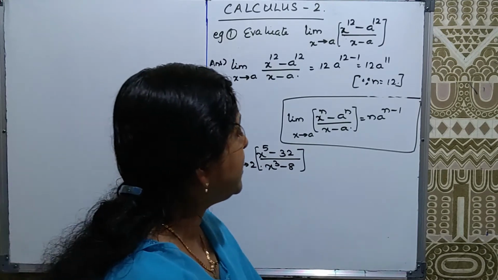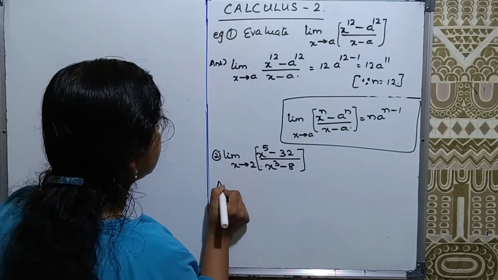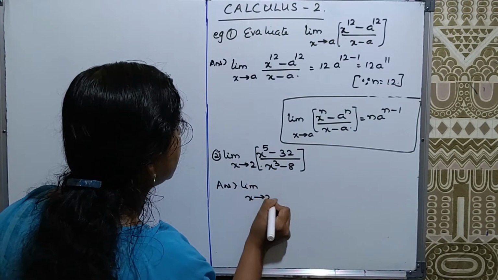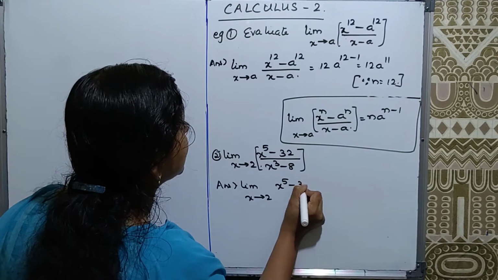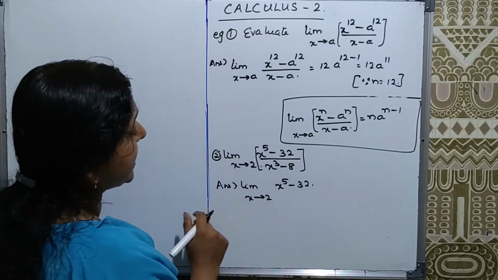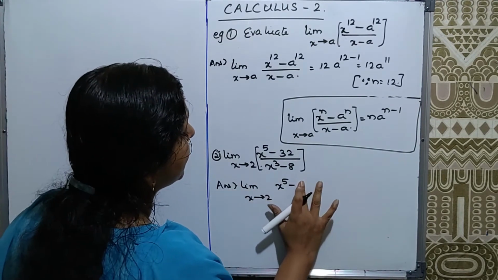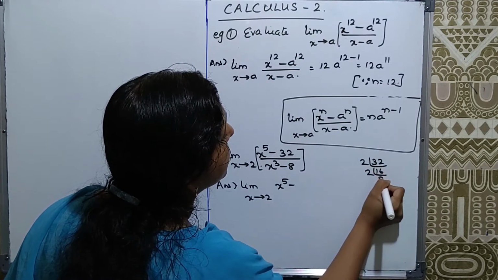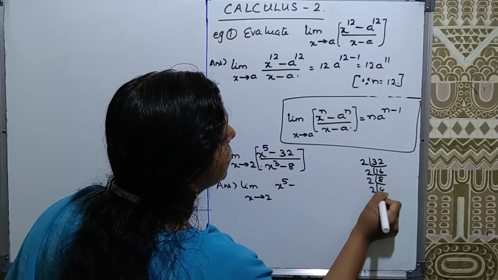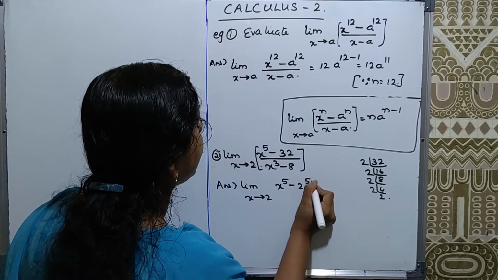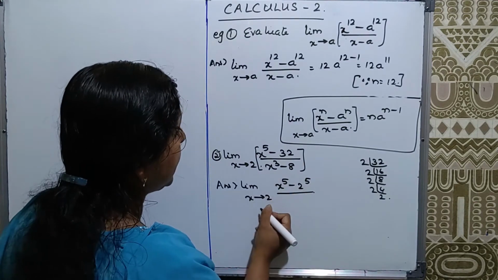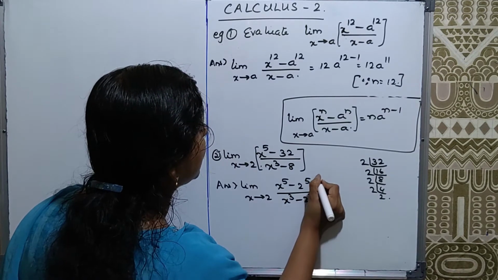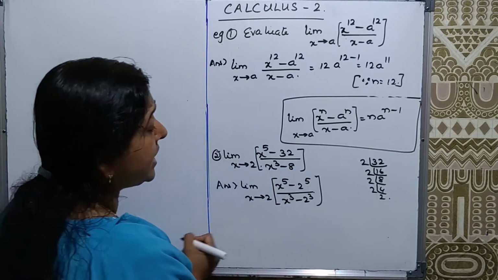For that one again we'll write the answer as limit x tends to 2, x raised to 5 minus 32. 32 we'll write as 2 raised to 5, and we'll do the prime factorization of 32: 2 and 16, 2 and 8, 2 and 4, 2 and 2. So it is x raised to 5 minus 2 raised to 5 divided by x cube minus 8. And x cube minus 8 is 2 cube actually. Now we need the pattern.